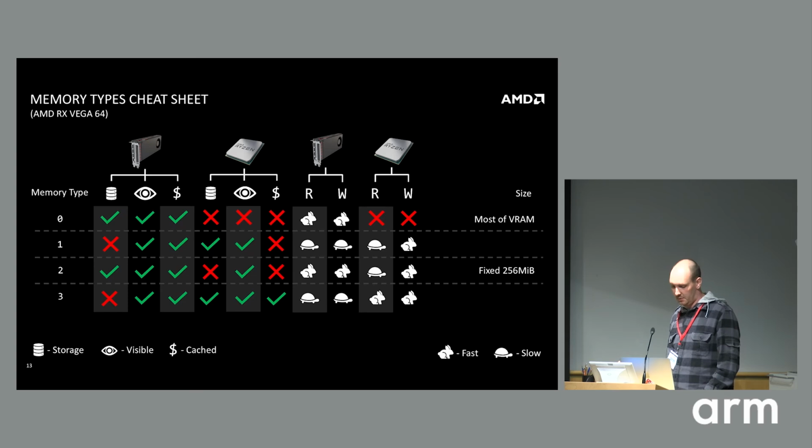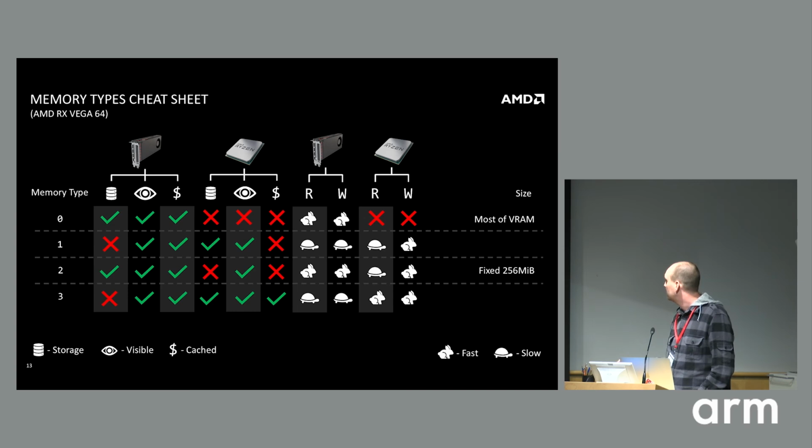And finally, type 3 down the bottom. Now we're back over in host memory again, except we've got ticks all the way along. So we can see it and cache it on the GPU, and we can also see it and cache it on the CPU. So what does this mean?